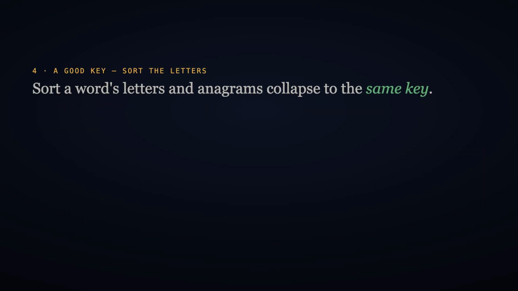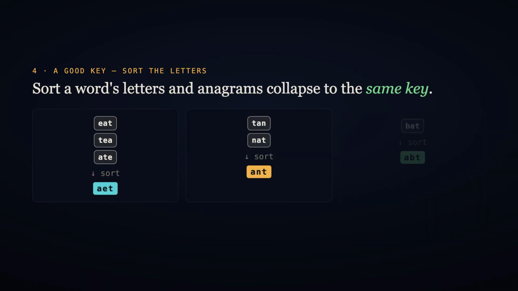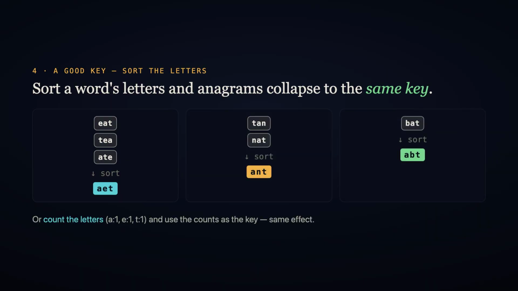So what makes a good key? The simplest one: sort the letters. Sort eat, and you get A-E-T. Sort tea, also A-E-T. Sort ate, A-E-T again. Anagrams always sort to the exact same string, so that sorted word is a perfect fingerprint. Tan and gnat both sort to A-N-T. Bat sorts to A-B-T, all on its own.